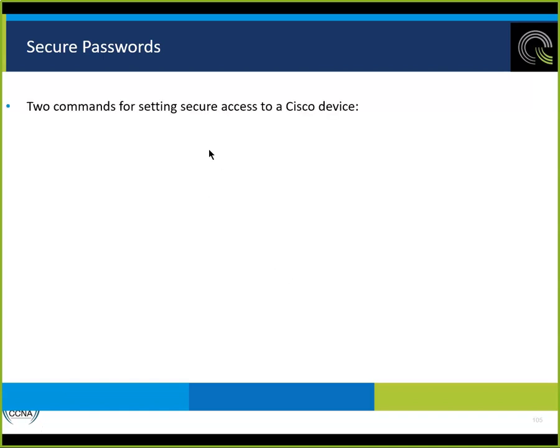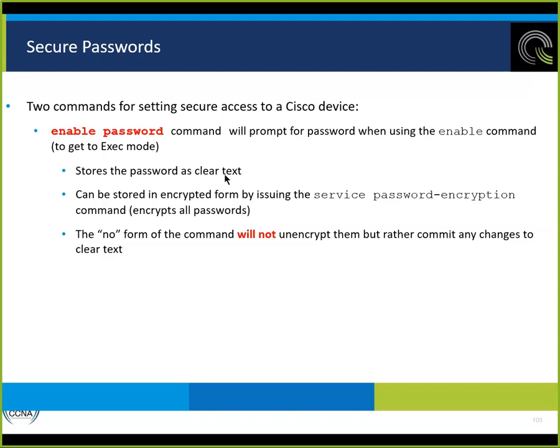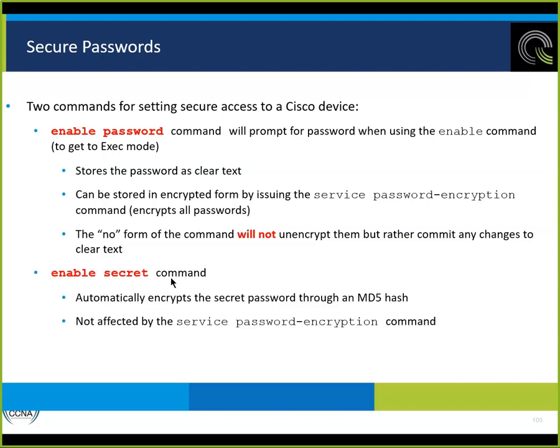The secure password: 2 commands for setting the secure password, the enable password. The no form will not unencrypt, and we did those a little earlier. The enable password stores the password in clear text because the default configuration is no service password encryption. We can encrypt it by using the service password encryption command, type 7 encryption. Service password encryption encrypts all the passwords. If we do a no, it's not going to decrypt the existing passwords. It just won't encrypt the remaining passwords that we use.